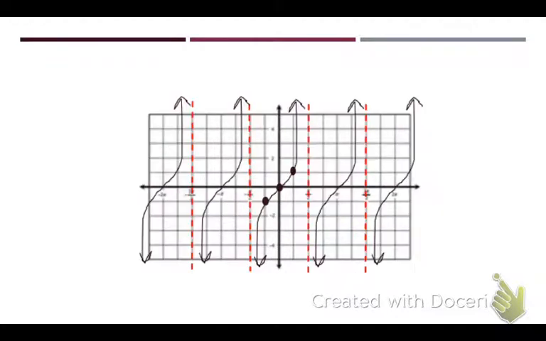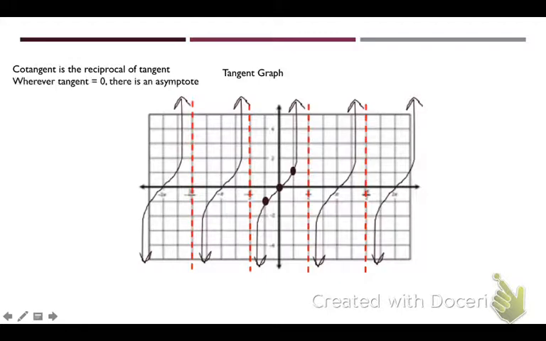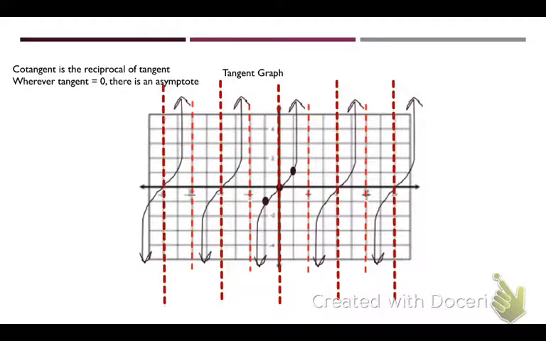Okay. And then tangent. So this is our tangent graph. This one has asymptotes. The cotangent graph is the reciprocal of tangent. We still have asymptotes on this. So wherever tangent equals 0, there is an asymptote. So there's an asymptote right there, and I'm going to try and make those thicker so you can see. There's an asymptote right there at negative pi, at 2 pi, and at negative 2 pi.